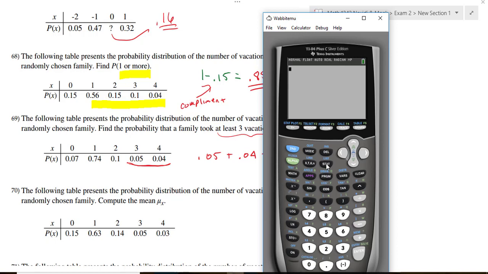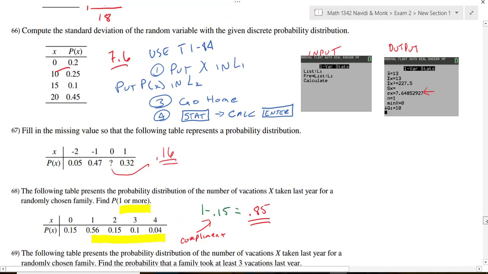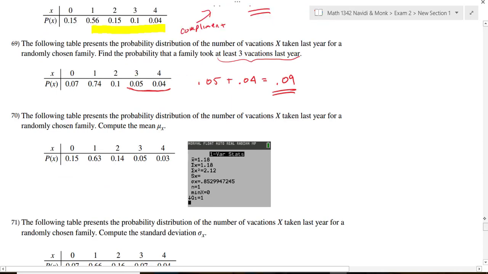Then I want to hit Stat, Calc, Enter to go to my one variable statistics. It's already set up for me. My list is list 1. My frequency list is list 2. I go down to Calculate, and x bar is the mean. I get 1.18. This uses the same steps as number 66, but my answer is x bar because I'm looking for the mean here, and before I was looking for the standard deviation.